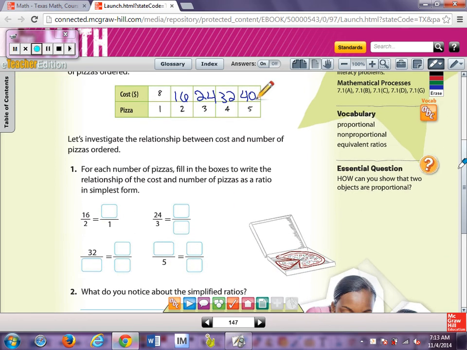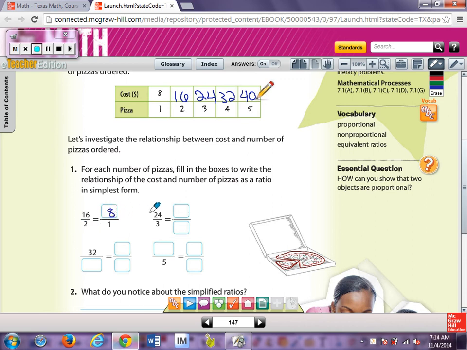Now it says, let's investigate the relationship between the cost and number of pizzas ordered. For each number of pizzas, fill in the boxes to write the relationship of the cost and number of pizzas as a ratio in simplest form. So for example, here we have 16 to 2 because it was $16 for 2 pizzas. If we simplify this fraction, we get 8 over 1.